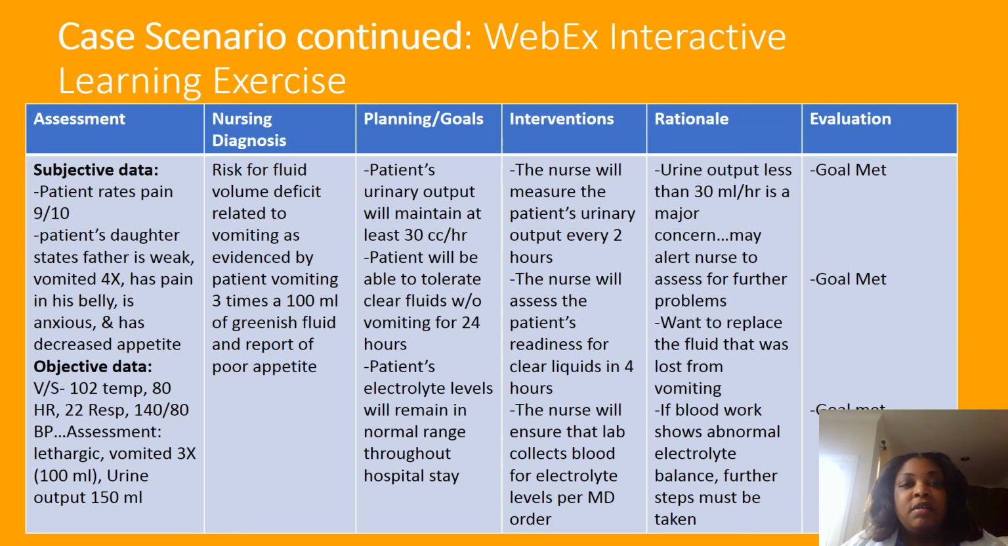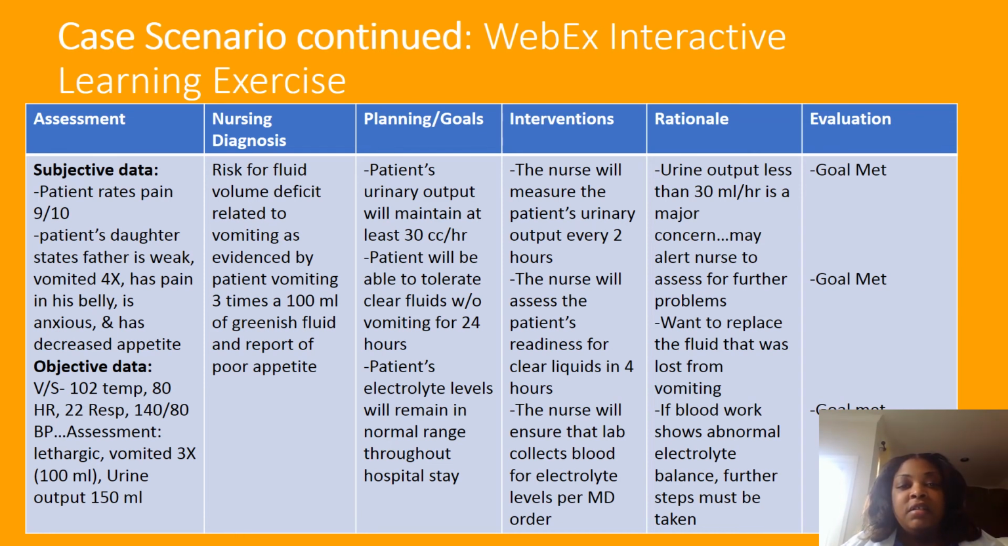Now we'll move along to the nursing diagnosis column. So the student chose risk for fluid volume deficit related to vomiting as evidenced by patient vomiting 3 times 100 milliliters of greenish fluid and report of poor appetite. So that's a great nursing diagnosis. It has the 3 components. It's NANDA approved. It has the related to and evidenced by.